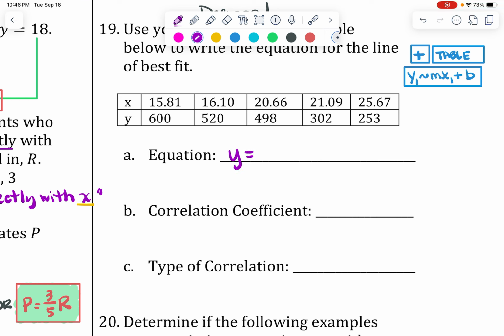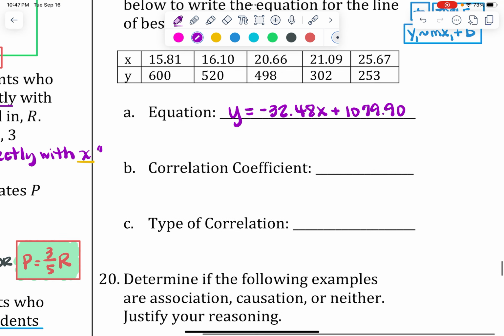Remember, we're going to round our slope and y-intercept to 2 decimal places. So negative 32.48x plus 1079.90. You don't have to write the 0 if you don't want to.